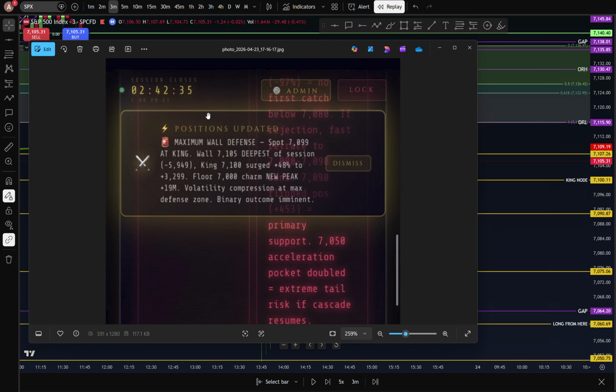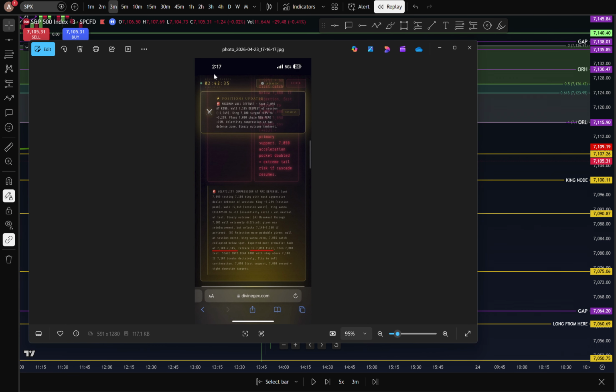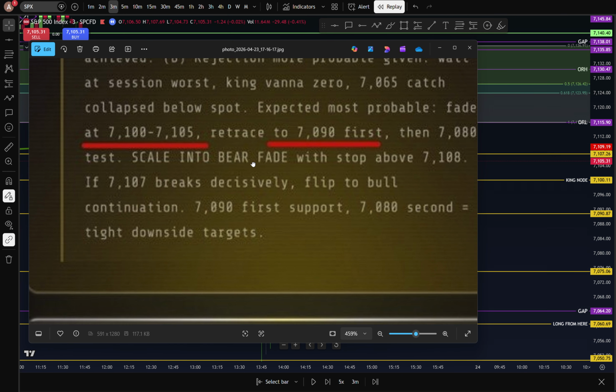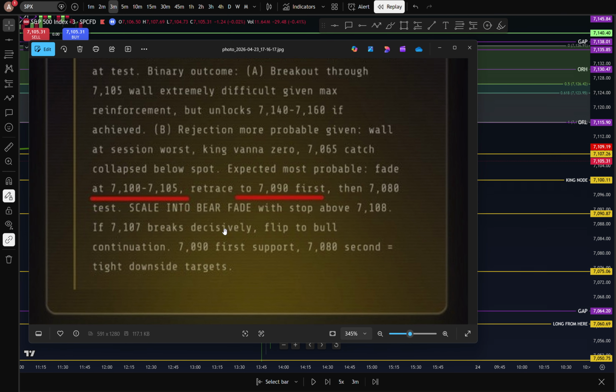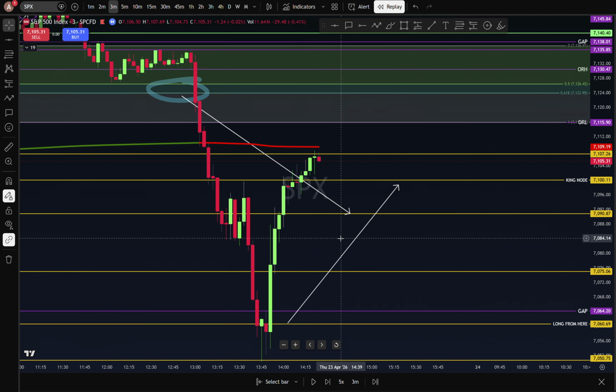By 2:17, you see I get another update. Okay, by 2:17 I get another update. What it says, this is also crazy. It says at 7,100, 7,105, fade this level then to 70 90 first, okay, then 70 80. If this breaks, then 80, then like this, okay. So now it makes sense.